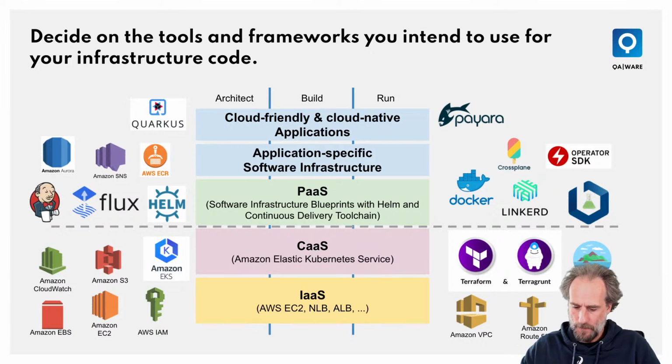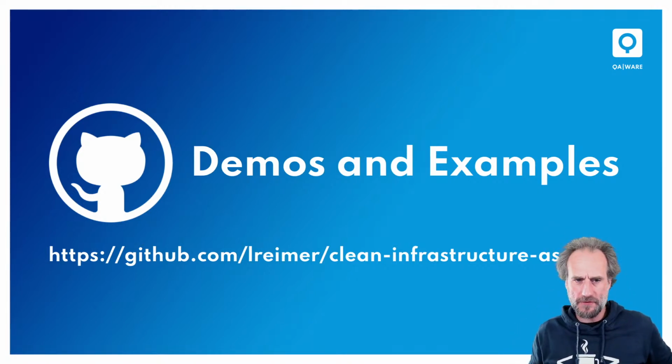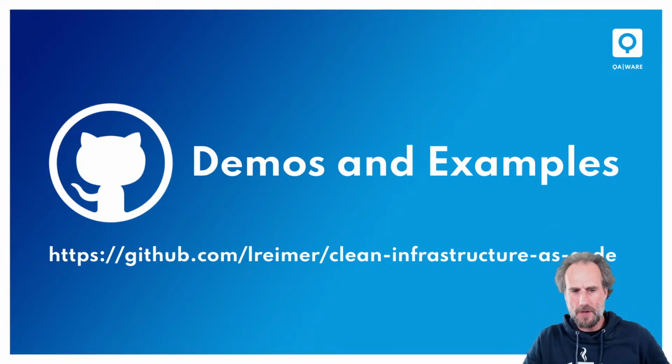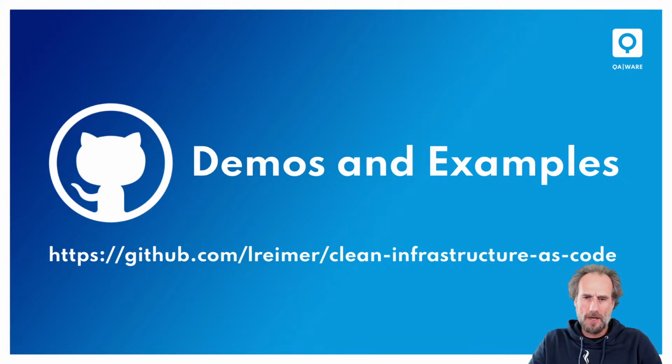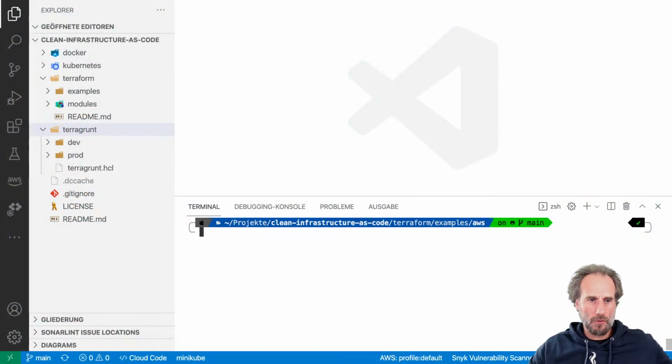All right. Now, quick look at the watch. A bit of time left. Now, I have quite a few demos and examples. Please make sure to have a look at this Git repository here. It's on my private GitHub account at the moment. It's called Clean Infrastructure as Code, MIT licensed, but it's just a few demos and showcases to get you going with that. So let's quickly go to Visual Studio Code.